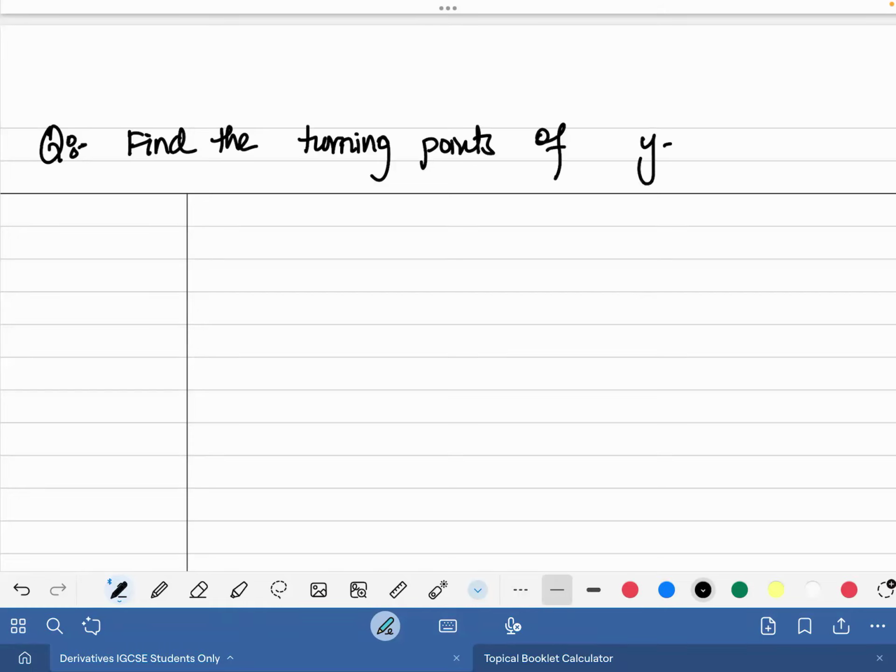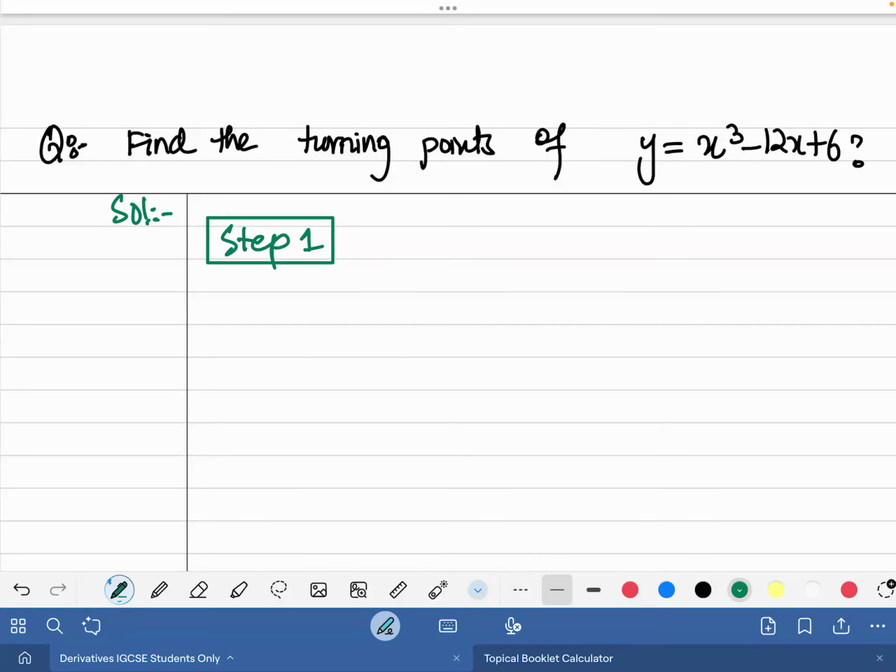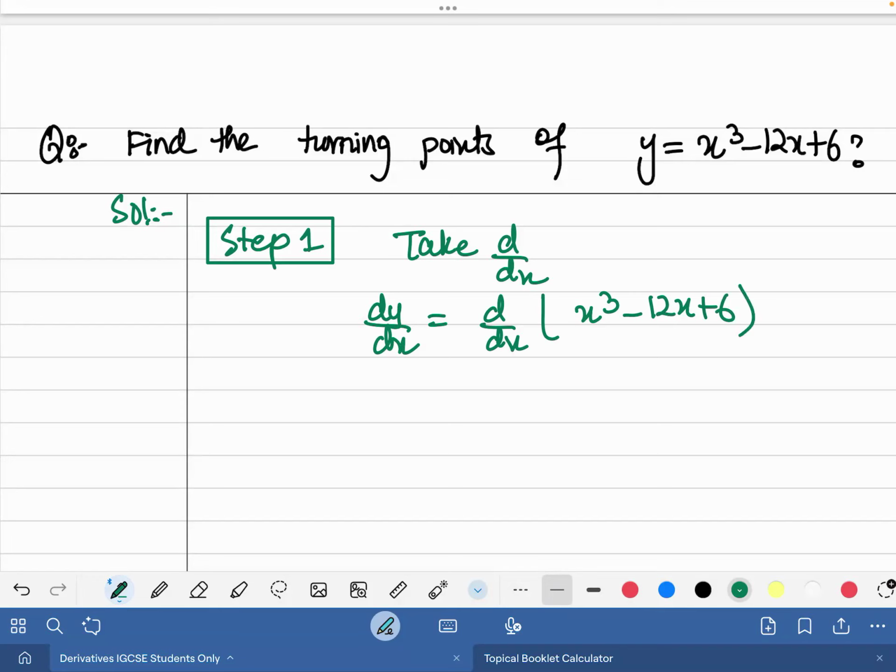of y equals x cube minus 12x plus 6. This is the question. So, solution. Step 1 is to take the derivative, take d by dx. So dy by dx is equal to d by dx of the right side, x cube minus 12x plus 6. Now dy by dx is equal to 3x square minus 12.